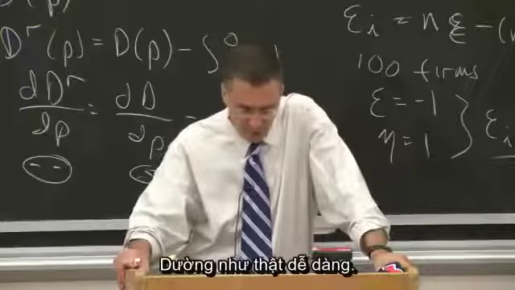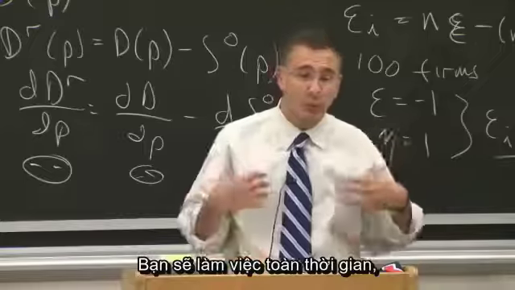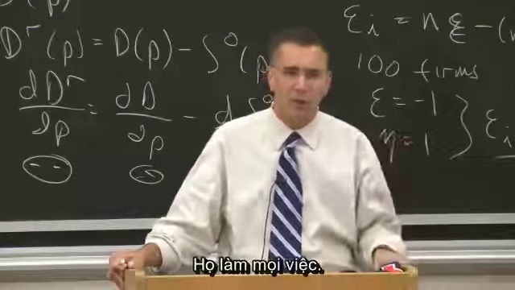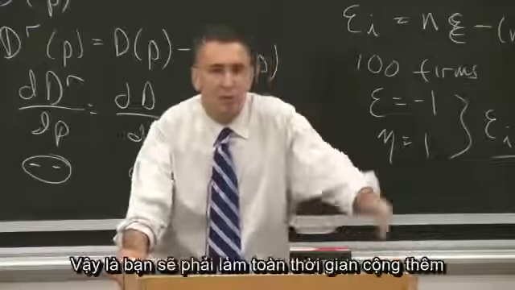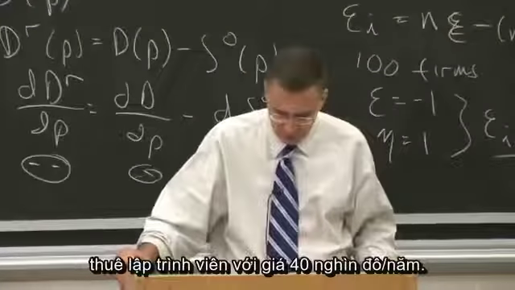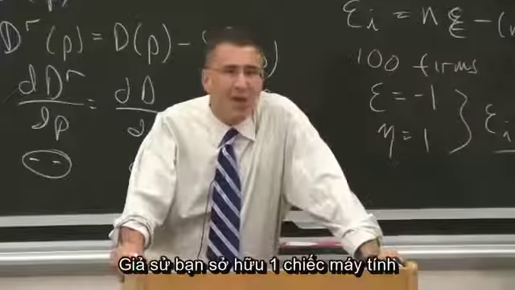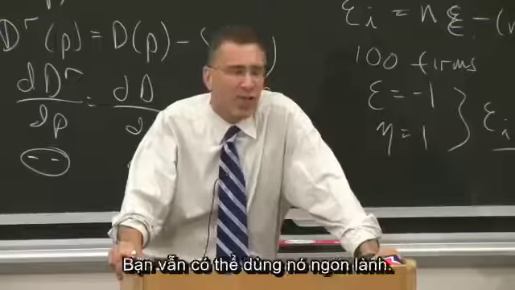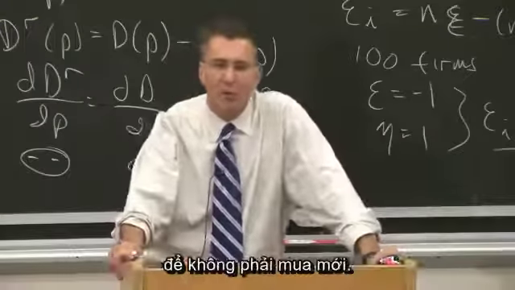That seems easy. Basically, how does a website design firm work? You work full-time, and you hire some programmer who works for you and does all the grunt work. Let's say that you have to pay them $40,000 a year. Now, let's say that you have a computer that's 6 months or a year old, still in pretty good shape. You'll just let the programmer use that so you don't have to buy a new one.